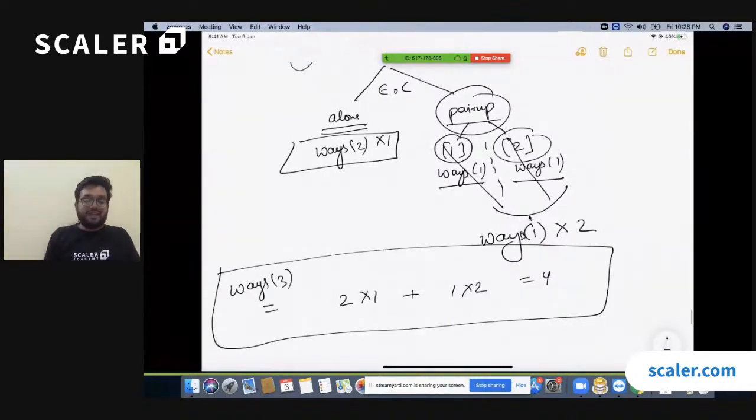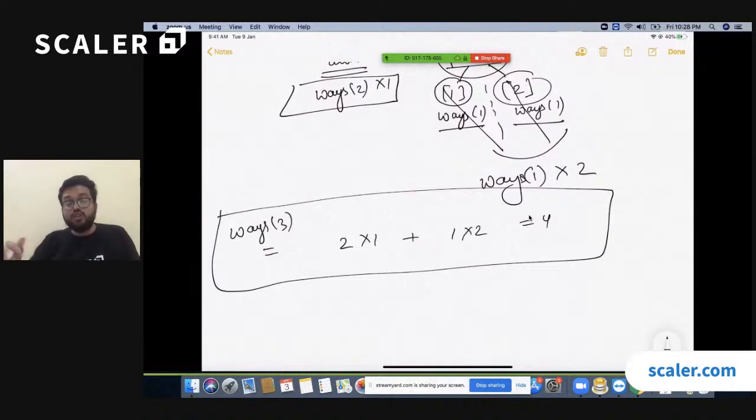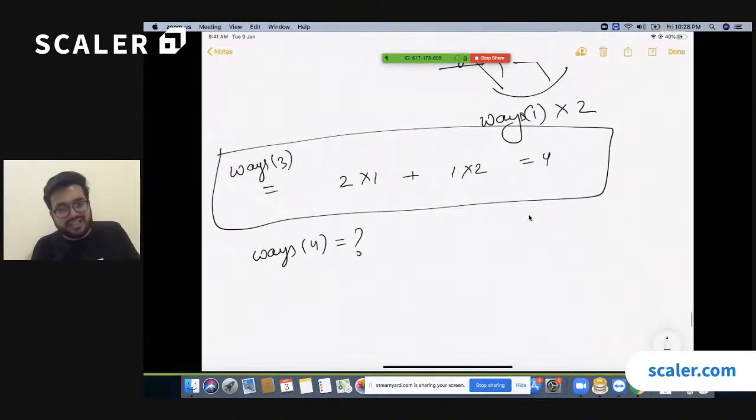So everybody please appreciate how we are tabulating. We started with the base cases, W1, W2. We now came to W3 using those 2 answers. Let me now compute the answer for ways 4 as well. How can I compute the answer for ways 4?